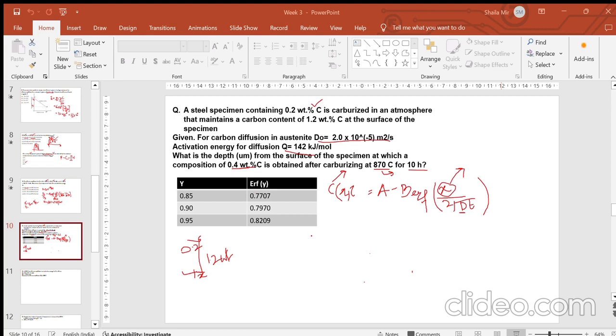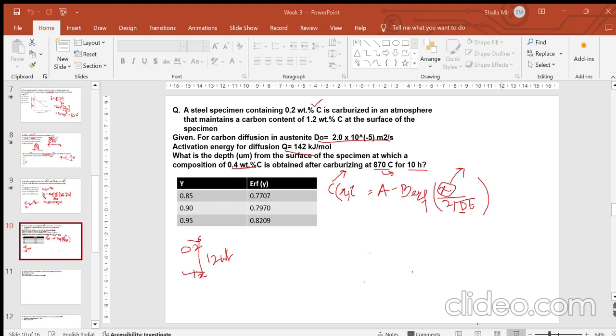So this is your y value, but in your equation what is y? All of this. So you have to equate it to x divided by 2 root of Dt. You know D, you know time, because you are doing carburizing for 10 hours. So you know D and t. Just put the values and get the value of x.